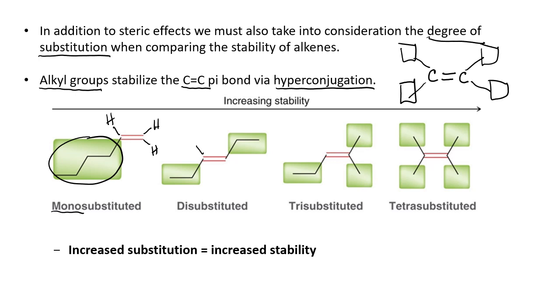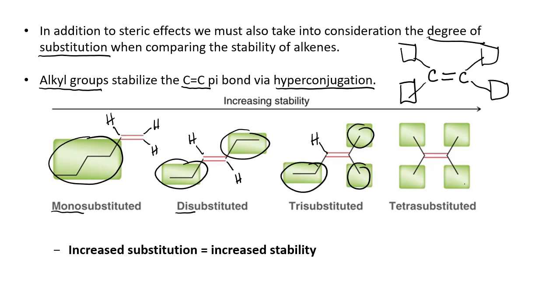Let's put the hydrogens in. There's 2 hydrogens and 2 non-hydrogen groups, so it's disubstituted. Let's move on to a more stable alkene. We're going to put our hydrogen in. So there's 1 hydrogen and 3 non-hydrogen groups, or alkyl groups, or substituents. Anything aside from a hydrogen, we count. So because there are 3 non-hydrogen groups, it's trisubstituted.